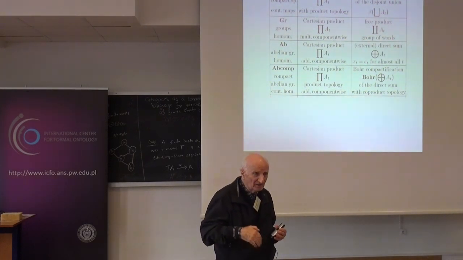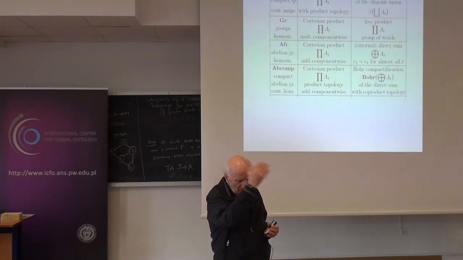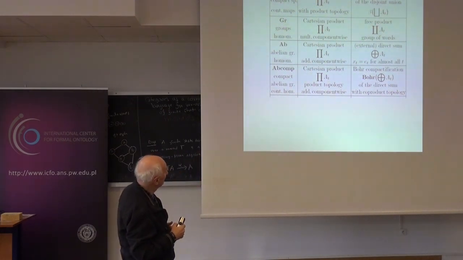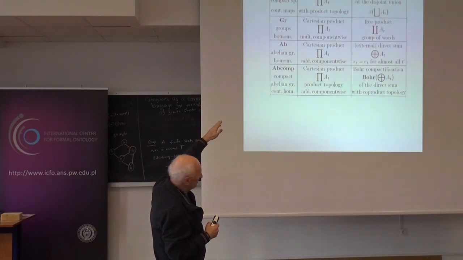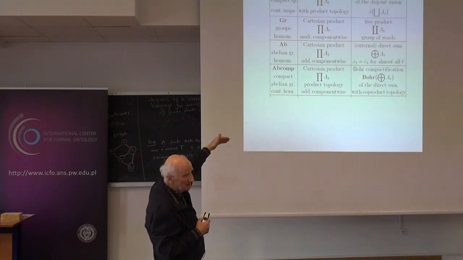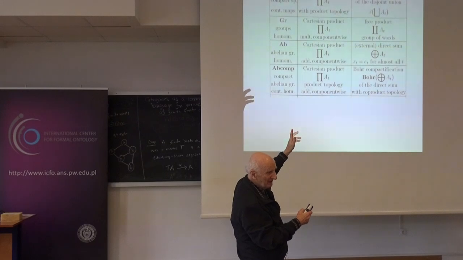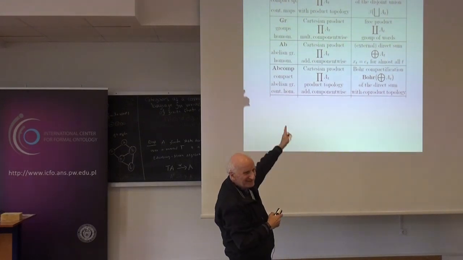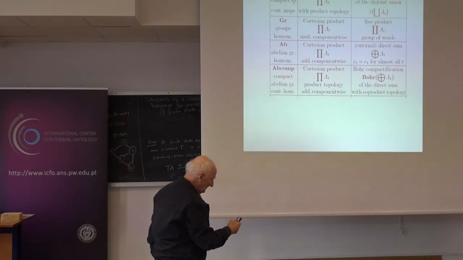And the group of characters is a dual group. If you take the second dual, you get back something equivalent to the original one. So abelian discrete groups are dual to this. But in spite of this, you might expect that in the dual it should be opposite. No, again, products are Cartesian products and coproducts are different.